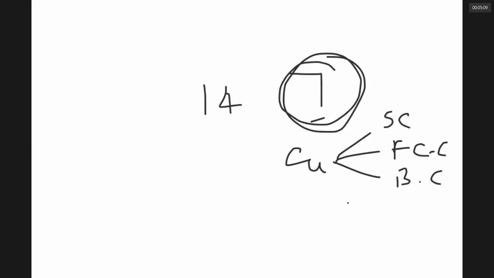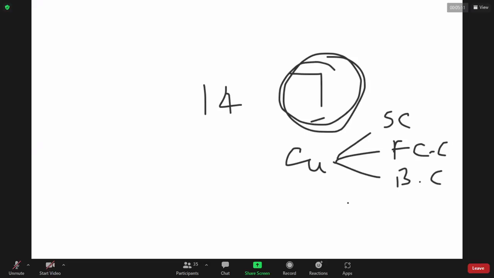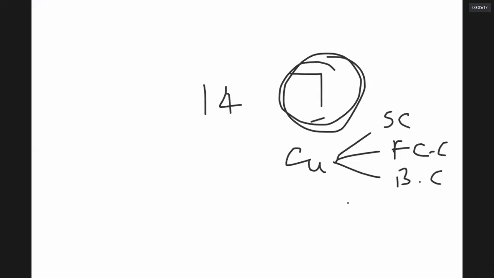If I say sodium chloride crystallizes as a face-centered cube, how many formula units will be there per unit cell? 4 formula units. If cesium chloride has a body-centered cube structure, how many formula units of cesium chloride will be there per unit cell? Only 1. Cesium chloride means 1, sodium chloride means 4. Are we very clear about it, sir? Yes, sir. Cesium chloride is body-centered cube, sodium chloride is face-centered cube. The most efficient in packing is face-centered cube.